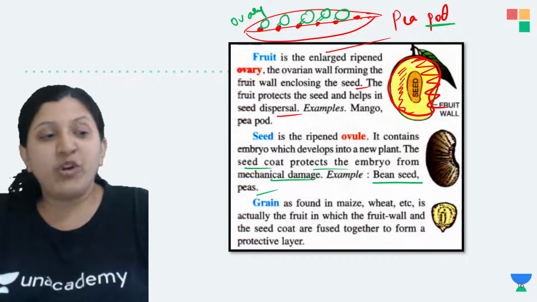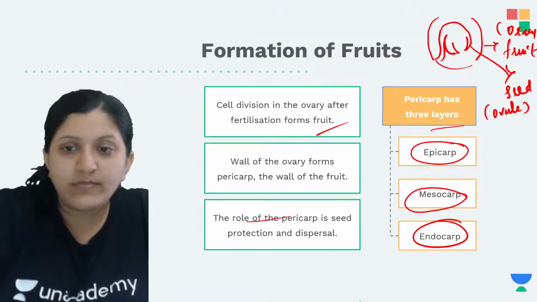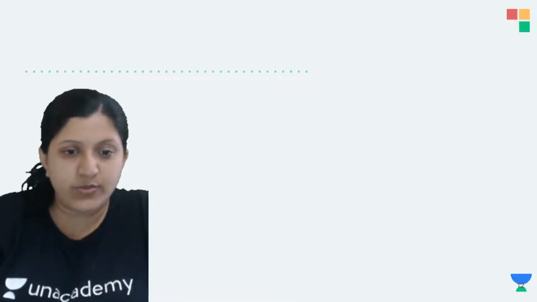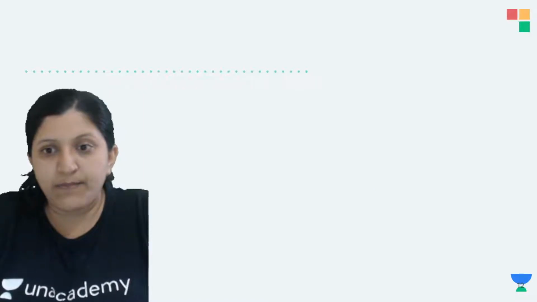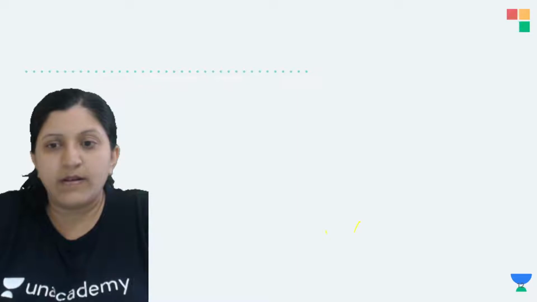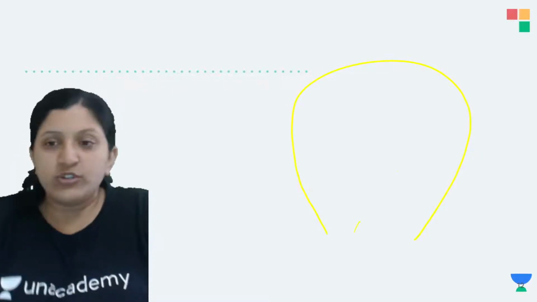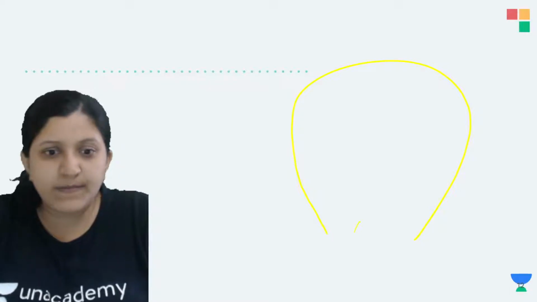Now grain, what exactly is grain? This is found in the case of maize. I'll just show you this. So now this is a maize. Okay, so we will just draw the corn, which we see as a maize. Where is that? Alright, here. So now this one is a maize. Okay, so this is corn, which we can also write as maize.